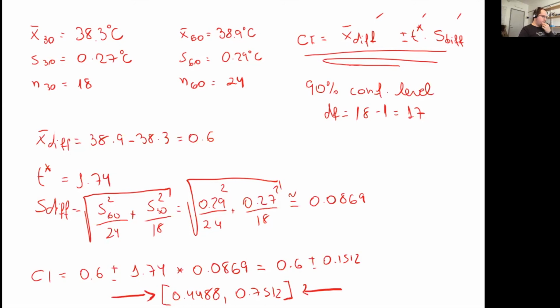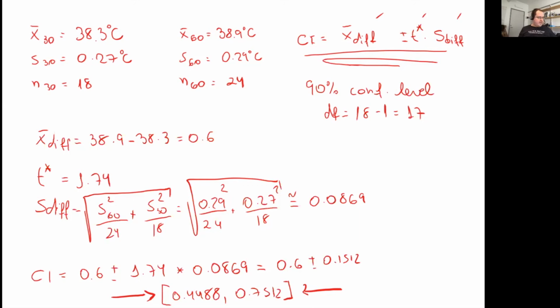And then what will you say after you get this? You'll say, okay, considering all this information, I can say that I am 90% confident that the true difference between the average temperatures of these two groups is somewhere between 0.4488 degrees Celsius and 0.7512 degrees Celsius. And that would be okay. Like you could say, okay, this is my confidence interval, right?